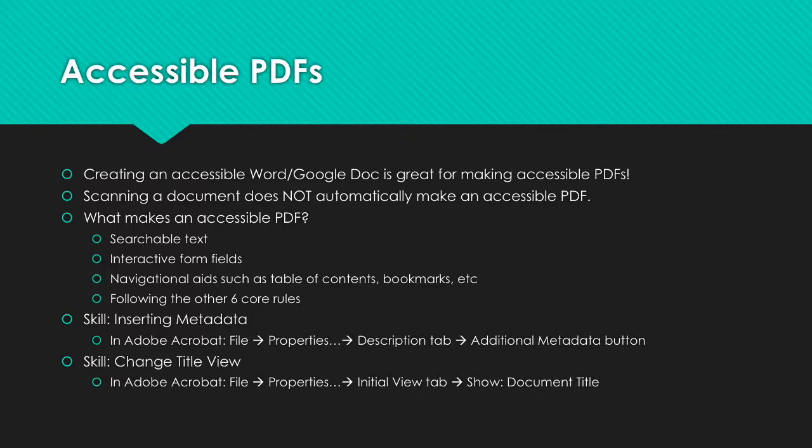There is, however, if you want to scan something and make sure it's readable and searchable, our printer can do that. Just let us know. We can change the settings so that you can make a searchable document. So what makes a PDF accessible? Mainly searchable text. Interactive field forms, which we're not going to get into today because they're really complicated and really messy, and we just don't have time.